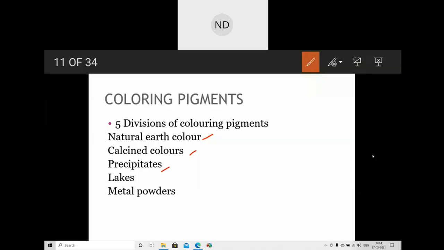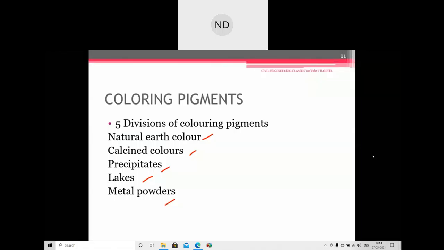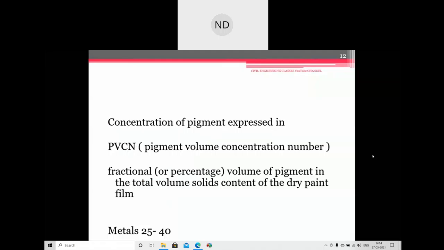Next one is calcined color. Calcined colors, for example, Indian red, carbon black, red lead, etc. Next is precipitate, like Persian blue, chrome green, etc. Next one is lakes. Lakes are China clay which is colored using some kinds of special dyes. Then the last type of coloring pigment is metal powder. Usually a metal powder like aluminium, bronze, copper, zinc, etc. are used.